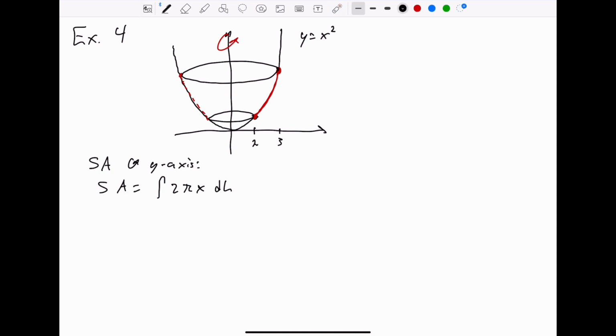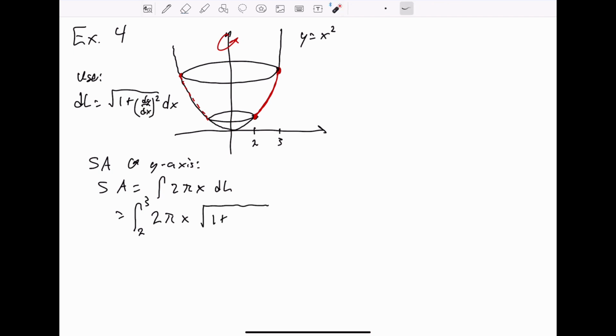So here we go. Integrating with respect to x, we use dl equals the square root of 1 plus dy/dx quantity squared dx. So we're integrating with respect to x, so we'll put in the limits of integration from 2 to 3. We have 2 pi x. dl is the square root of 1 plus the derivative of y with respect to x, that's 2x. So we have 2x quantity squared integrating with respect to x.